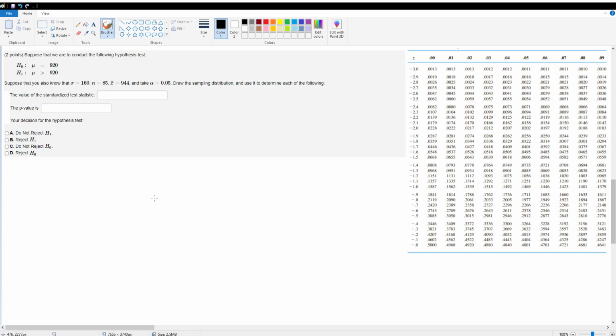So for this one, just like with before, we're going to take our sample mean of 944. We will subtract the hypothesized mean of 920. And we'll divide it by our standard error, which again we compute by taking the standard deviation that we know, 160, and dividing it by the square root of our sample size from above, which is 85. And this is going to be approximately equal to 1.383.